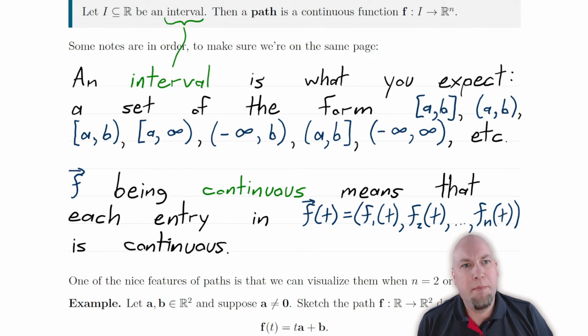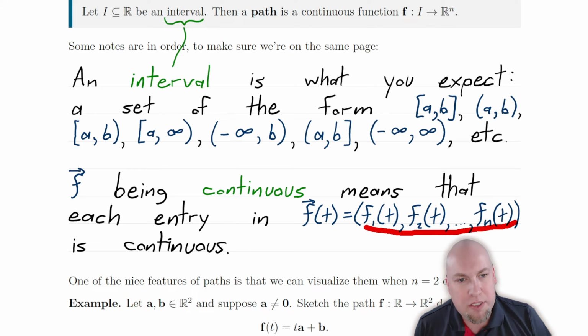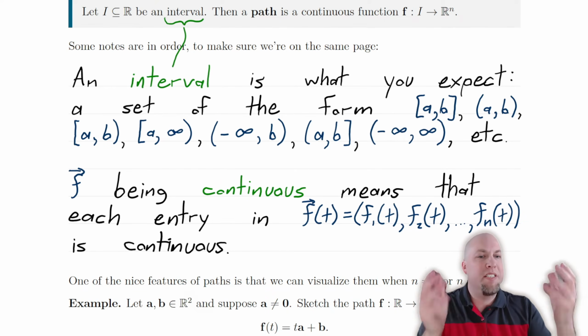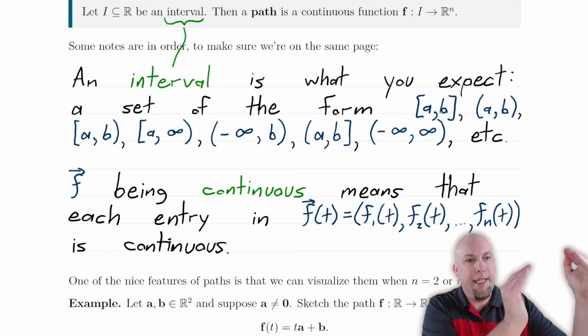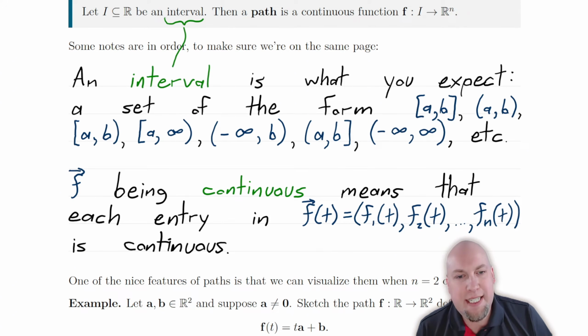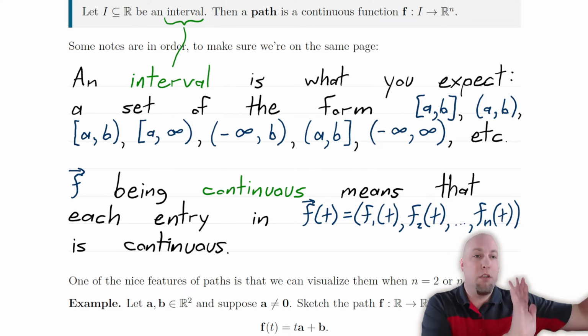So another way to think about a function like this, another way to think about a path, is it's a function that takes in one real number t, and it spits out n real numbers, f1(t), f2(t), all the way up to fn(t), right? Just give names to the n different components in the output. And what that lets you do is think of each of the entries as a one-variable function, right? I can think of t as being transformed by some function into the first entry of this output vector, and that's being transformed by some other function into the second entry of the output vector, and so on all the way down the line.